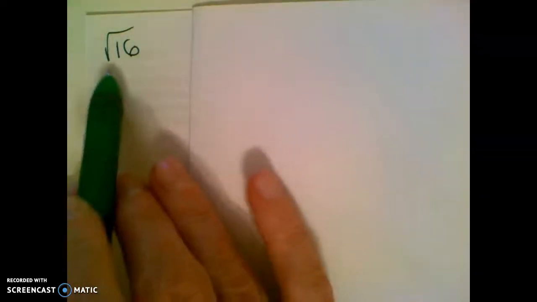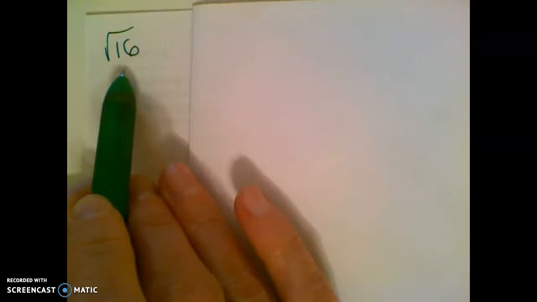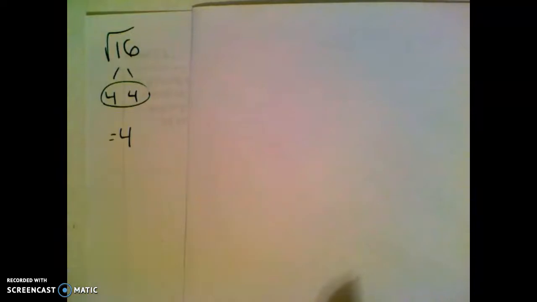All right, so first things first, given a radical, you can do two methods. You can either know perfect squares or break it down. Hopefully you know that 16 is a perfect square, so square root of 16 is 4. Otherwise, 16 is 4 times 4. You're looking for pairs of size 2. I have two 4s, therefore my answer is 4.